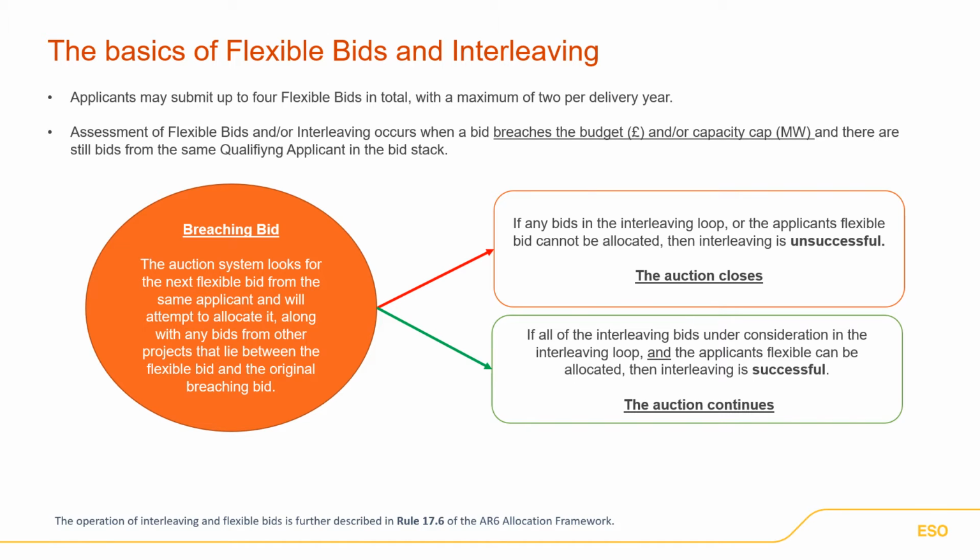In step 2, if any bids in the interleaving loop or the next flexible bid cannot be allocated within the capacity or budget caps, then interleaving is unsuccessful and the auction will close. In step 3, if all of the interleaving bids under consideration in the interleaving loop can be allocated, along with the applicant's next flexible bid, and this does not cause any caps to be exceeded, being budget or capacity, then interleaving is successful and the auction will continue.